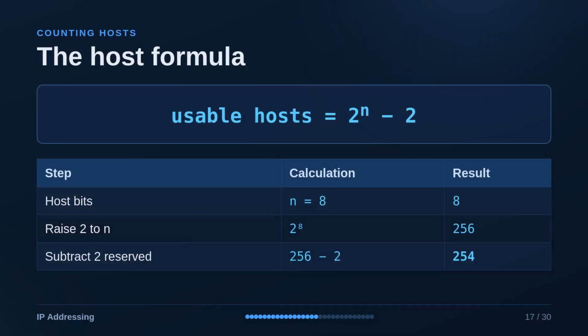To count devices a network holds, use 2 to the power n minus 2, where n is the number of host bits. We subtract 2 for the network and broadcast addresses. For a /24, 8 host bits, 2 to the 8th is 256, minus 2 is 254. It matches our hand count exactly.